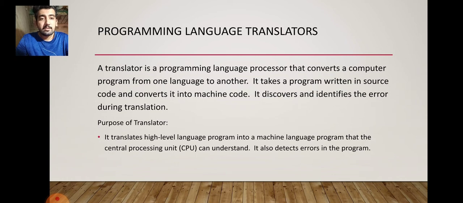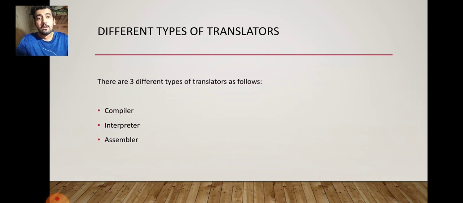Translation converts higher-level programming language into machine language that the central processing unit, CPU, can understand. It also detects errors in the program. There are three defined types of translation as following: compiler, interpreter, and assembler.